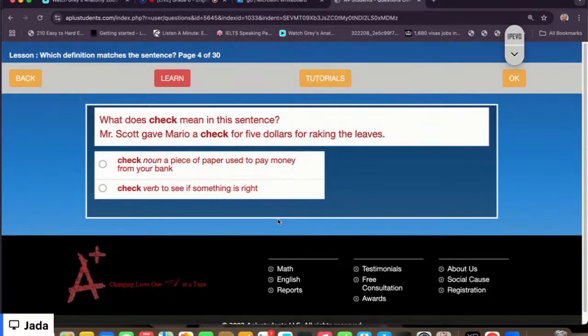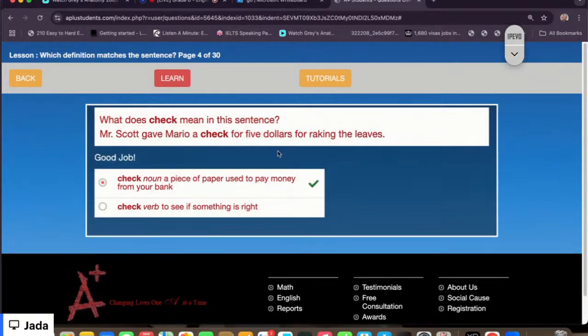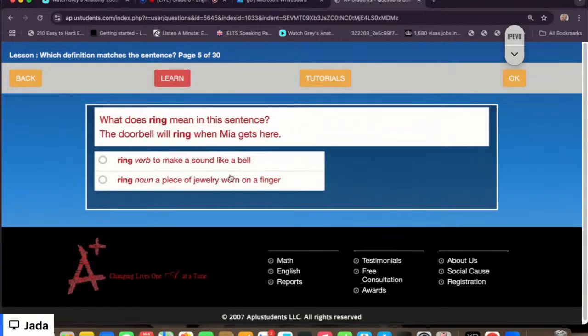All right, so check as in paper used to pay money from the bank. All right, so we have ring. The doorbell will ring when Meyer gets here. Now, ring, verb, to make a sound like a bell. Ring, noun, a piece of jewelry worn on a finger. So, what is the right meaning of ring here?